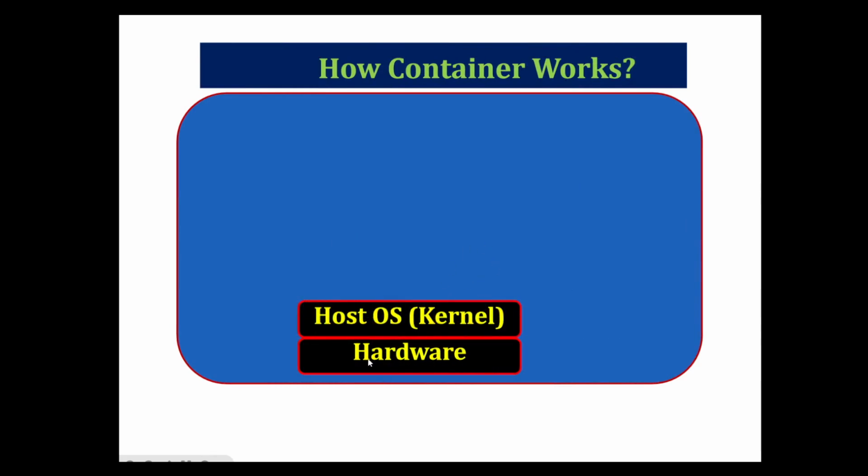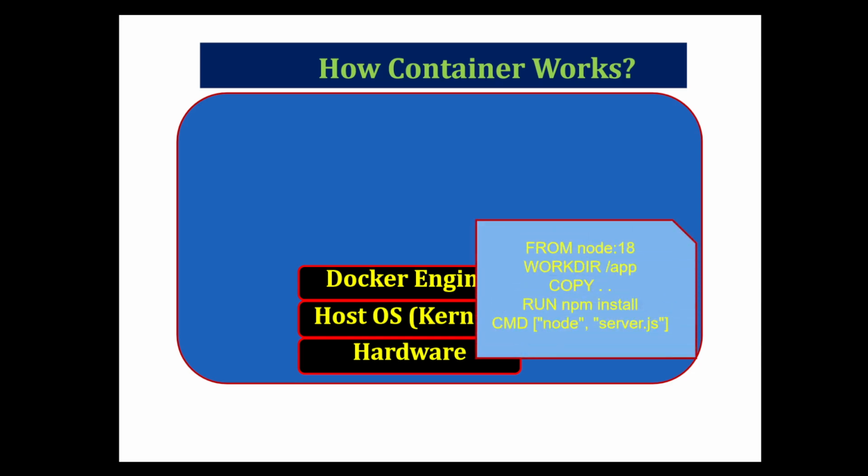Now let us understand how containers work. For each system, we have hardware resources, and the host operating system or kernel on top of that. On top of that, we have a container engine. There are different types of container engines, like the Docker engine and Kubernetes pods. Let us take the example of the Docker engine. The Docker engine refers to the Dockerfile, and the Dockerfile defines a container. In a Dockerfile we can mention the base image, dependencies, application code and the command to run the app. With the help of this, the Docker engine will create the container.